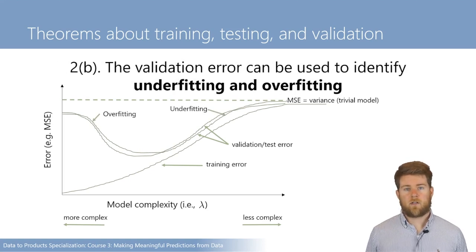And the second part of this theorem is that we can use the shape of that curve to identify what is meant by underfitting versus overfitting. Overfitting, which we covered previously, is what happens when we have a model that's too complex. It works really well in our training set, but it doesn't work well at all when we expose it to new data. That's what's happening on the left-hand side of this plot. We have a model that has very low training error, or training MSE, but when we expose it to new data on the validation and test sets, it performs poorly.